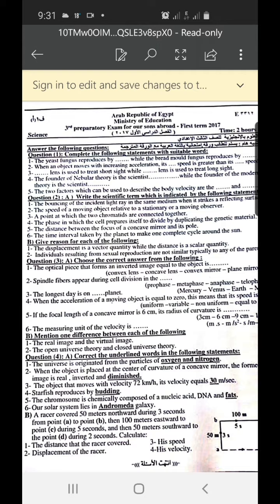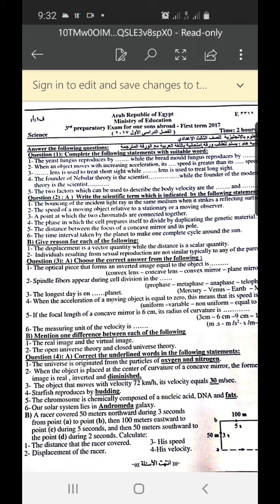Number 2, the speed of a moving object relative to stationary or a moving observer. The answer is relative speed. Number 3, a point at which the two chromatids are connected together. The answer is centromere. Point at which the two chromatids connected together.